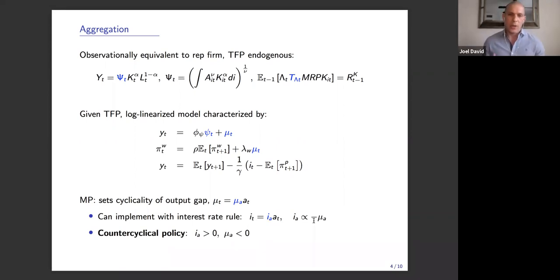So when I say countercyclical policy, what I mean is a negative mu A, meaning that the central bank smooths by pushing output below the natural rate in expansions, above the natural rate in recessions, and that corresponds to a more pro-cyclical nominal interest rate.